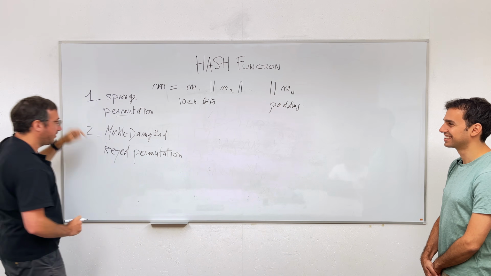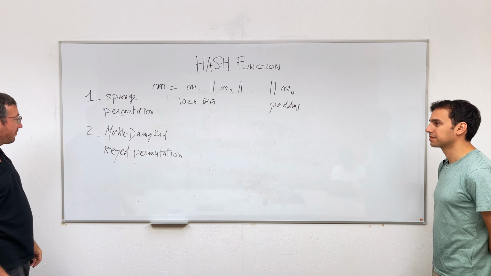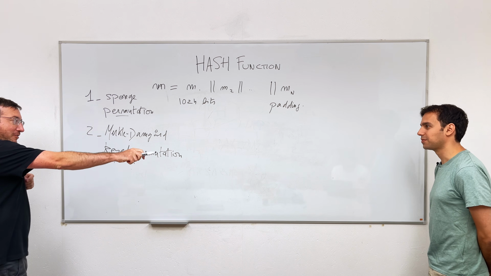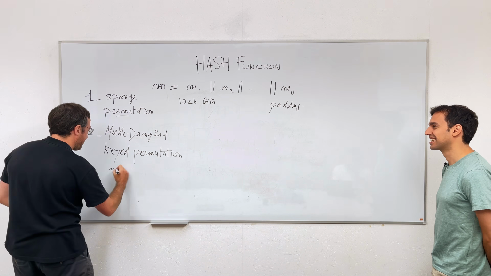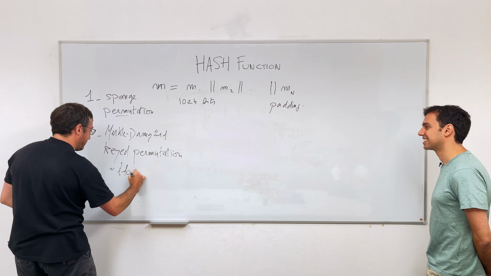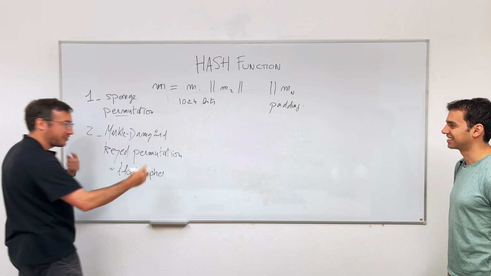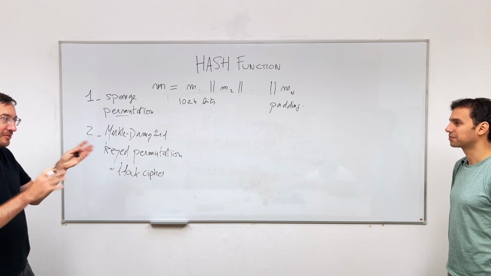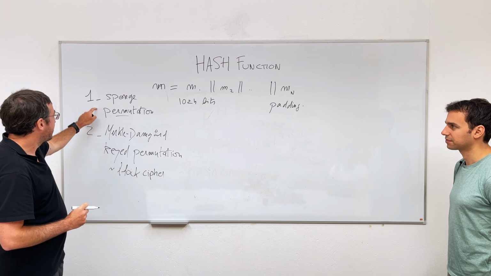What is also a keyed permutation? Nico? Are you asking me? Yes. Oh, I'm not sure I know. So it's also a block cipher. So you see, you can create ciphers from hashes, and you can create hashes from ciphers. It's so intertwined. I'm going to start with the first one, sponge.